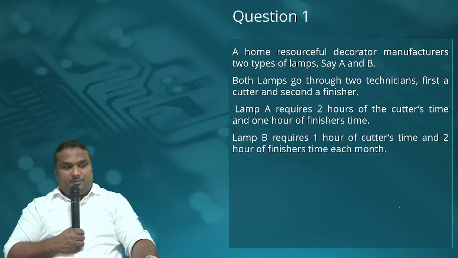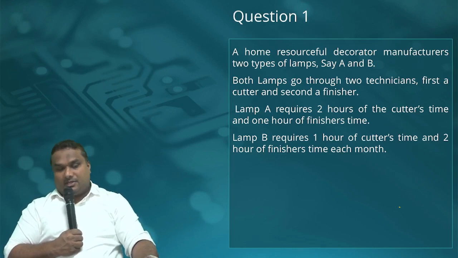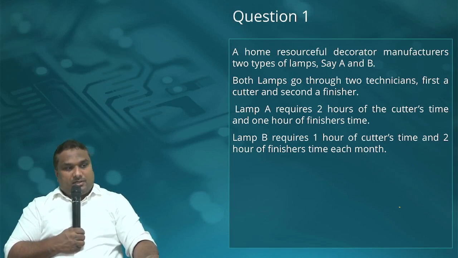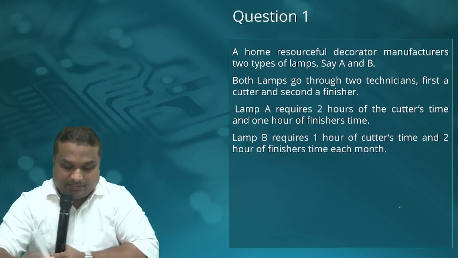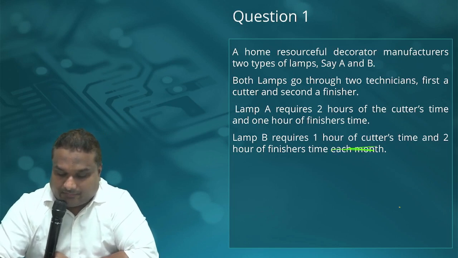Next say, lamp B requires 1 hour of cutter's time and 2 hours of finisher's time. Oh, actually the word "each month" should be removed. Okay, finisher's time, that is enough. Not each month.